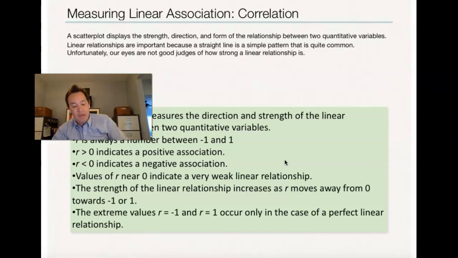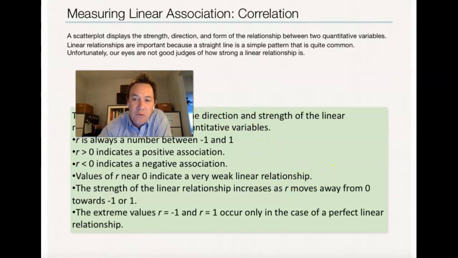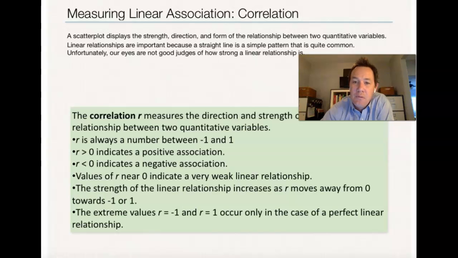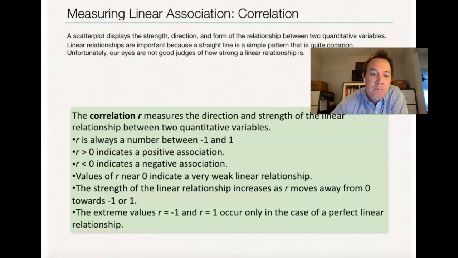All right, so how do we measure how linear an association is? That is what correlation is. This is an often misused word. People will use it when what they mean is association. But correlation specifically tells us how linear, how strong the linear relationship is between 2 quantitative variables. And so it's a number, and here are some of its characteristics.